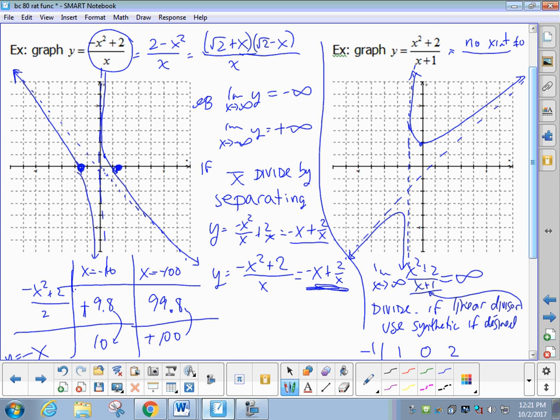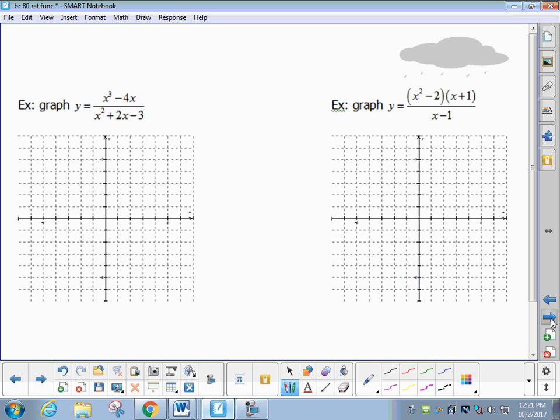Question? Okay, so that one was a little harder because we had to synthetically divide to find the slant, but no big deal. Okay, this one then is starting to get slightly more complicated. I should pause and let you try one. Let's factor it first to see what's going on.